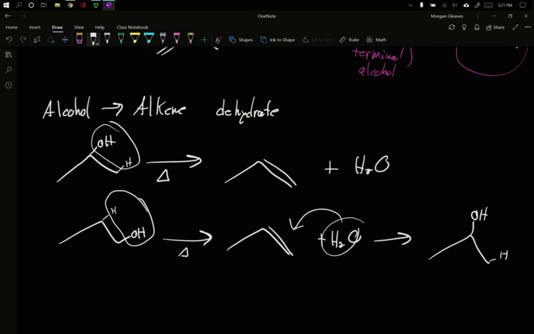This is a less common problem. Generally, our idea here is just I can take an alcohol and I can turn it into a double bond. And so alcohols can become alkenes with heat. Just heat them for a while.